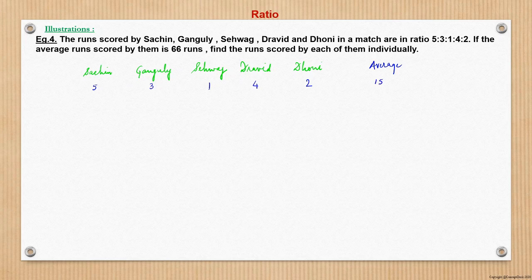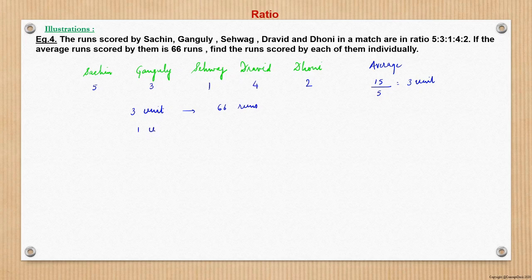15 by 5, as there are 5 players, right? Basics of average. So 3 units. So the average is 3 units. So now see, 3 units represents the average, which is 66 runs.